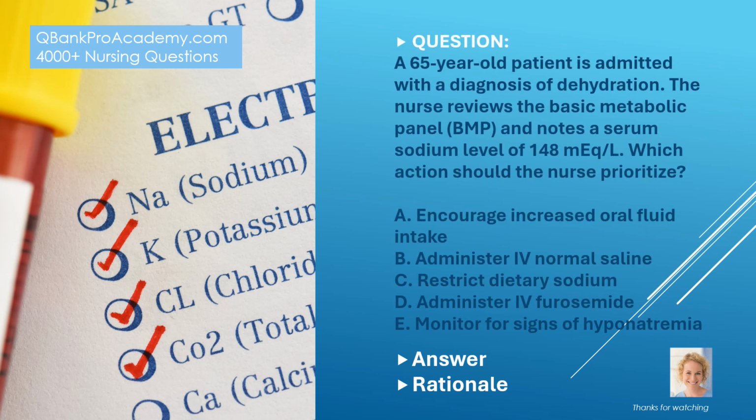Question. A 65-year-old patient is admitted with a diagnosis of dehydration. The nurse reviews the basic metabolic panel, BMP, and notes a serum sodium level of 148. Which action should the nurse prioritize?